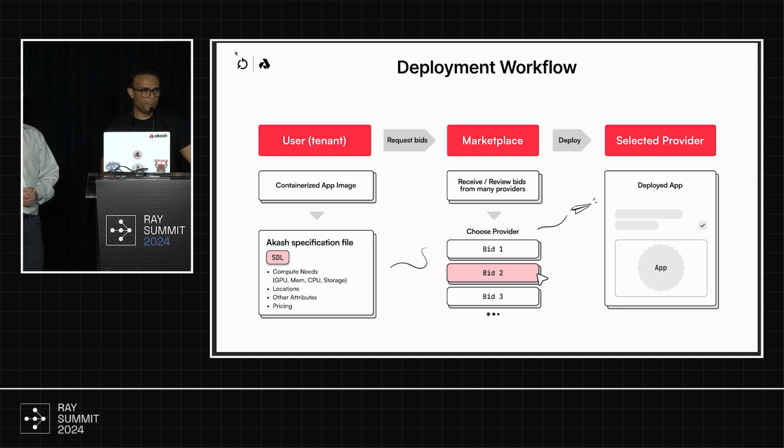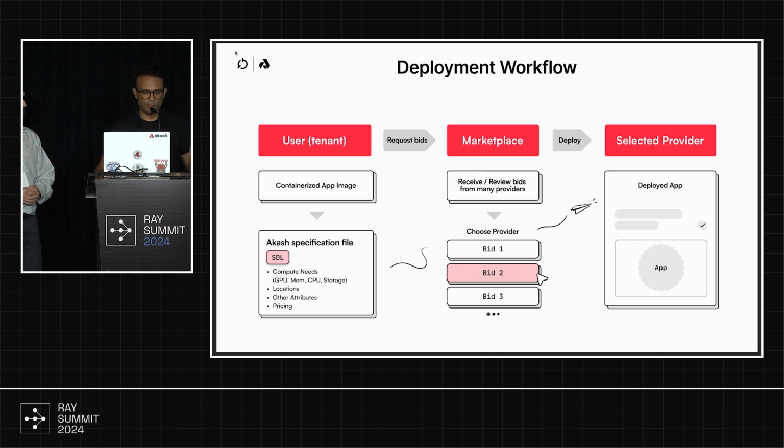And then you can pick the bid that you like based on price, location, and a whole bunch of attributes that each provider exposes. Once you pick a bid and say, this is the provider I want to choose, Akash goes ahead and deploys your workload onto that provider and gives you an entry point into it. And that's something that you define as well. So it could be an SSH session into it. It could be an HTTP endpoint. It could be anything.